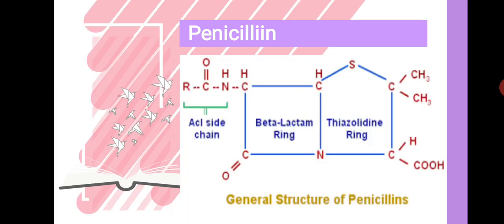So this is the general structure of penicillins. It is composed of a thiazolidine ring, a beta-lactam ring, and acyl side chains.